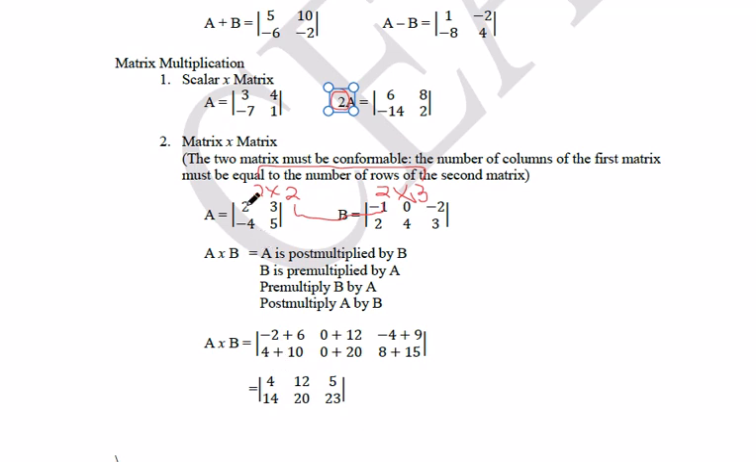Then we have here 2 times 0, that is 0. We have 3 times 4, that is 12. Then we will do the same with this one: 2 times negative 2 is negative 4, and 3 times 3 is 9. We do the same on the lower values, and the resulting product is this one.